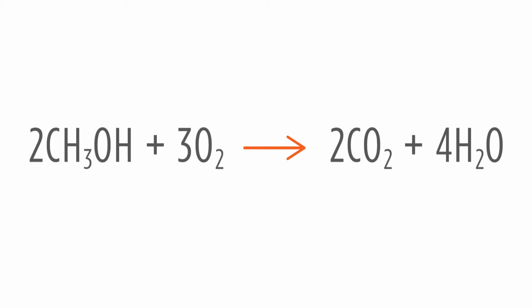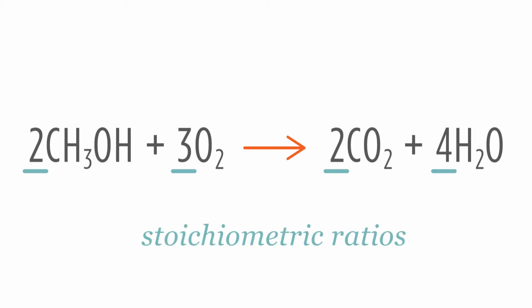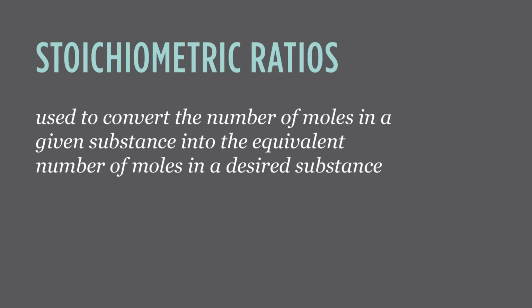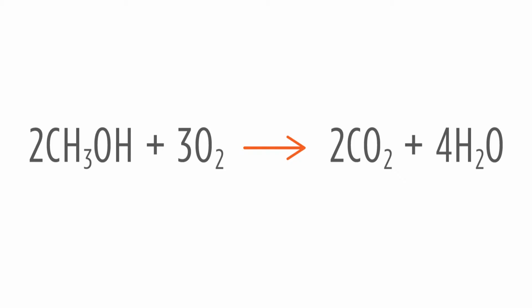If we look at this chemical equation, methanol plus oxygen reacts to give carbon dioxide and water. We can see that this is a balanced chemical equation, and the values 2, 3, 2, and 4 are our stoichiometric ratios. We can use stoichiometric ratios to convert the number of moles of a given substance into the equivalent number of moles of a desired substance. Let's use this balanced chemical equation to answer a simple problem.